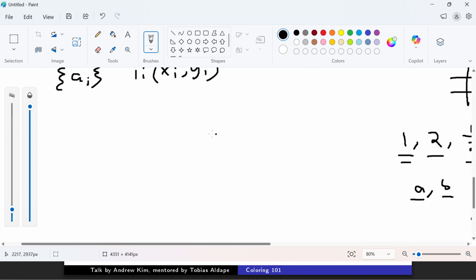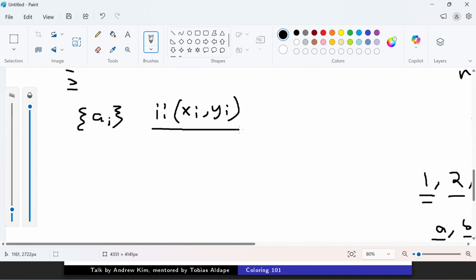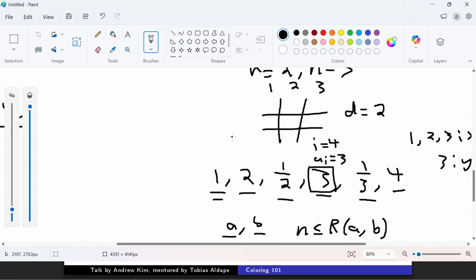So now what I claim is that if you label each index i in this way, then you can never repeat labels. That is, if you take two indices which are different, then either their x's are different or their y's are different. They can't both be the same.